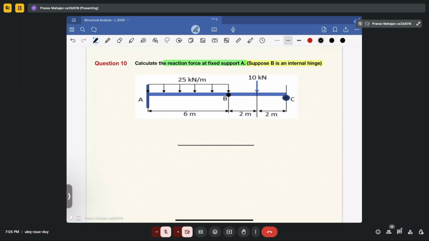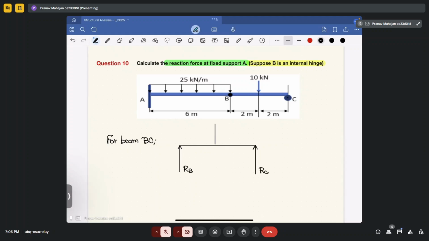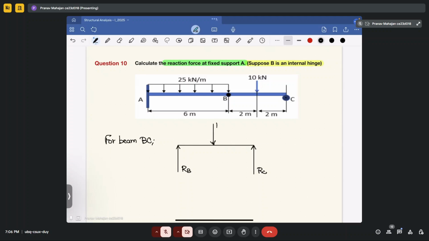So for beam BC, I am assuming the vertical reactions to be positive. Let's say RB and RC, having a load of 10 kilonewton at the middle. In this case, you can write RB plus RC equal to 10 kilonewton.